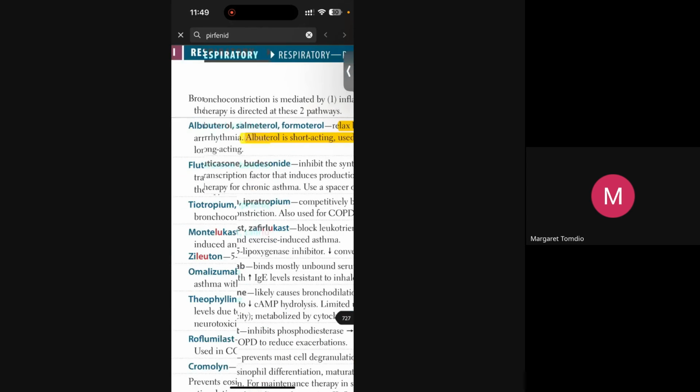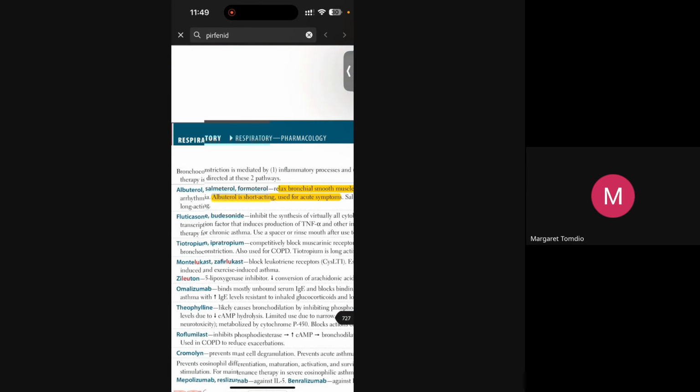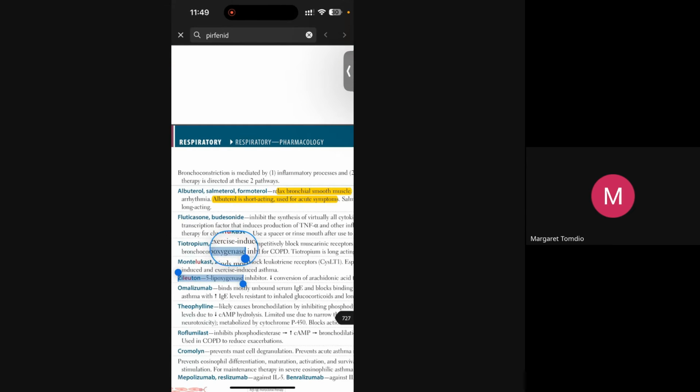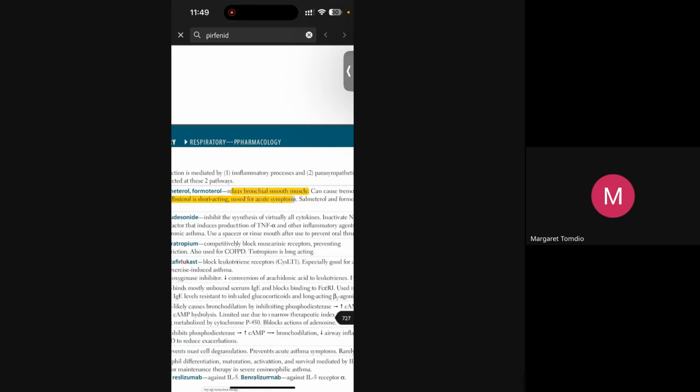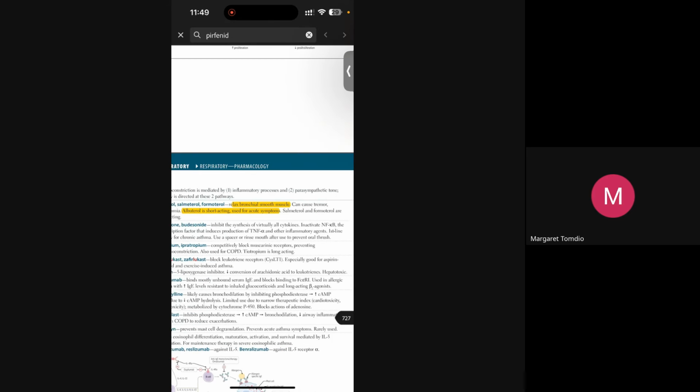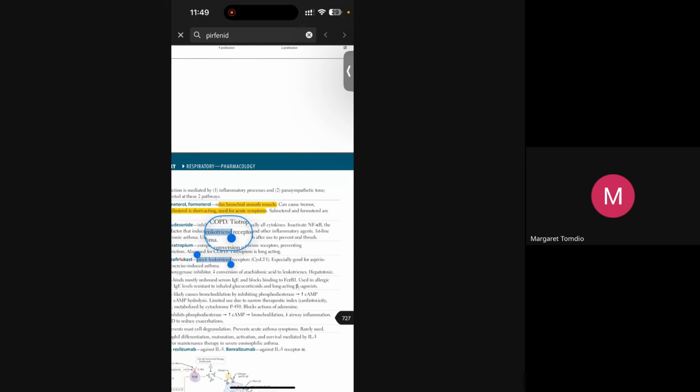Zileuton works by 5-lipoxygenase inhibition. It does not block the attachment of the inflammatory mediators to the receptors. How does montelukast work? By blocking the leukotriene receptors.